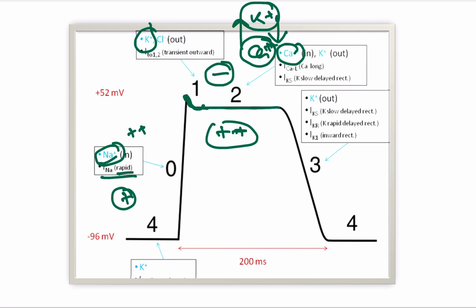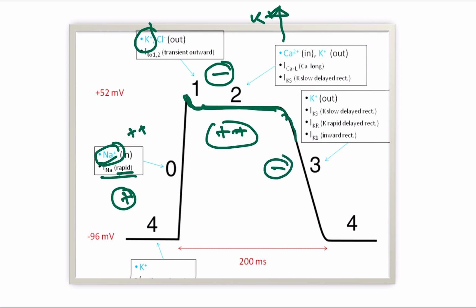That means ionic exchange occurs, but the same amount of ion goes out and the same amount of ion comes in. But at a certain period, the calcium channel stops. When the calcium channel stops, potassium is still going out. As the positive ion goes out of the cell, there is more negativity and the curve goes downward.